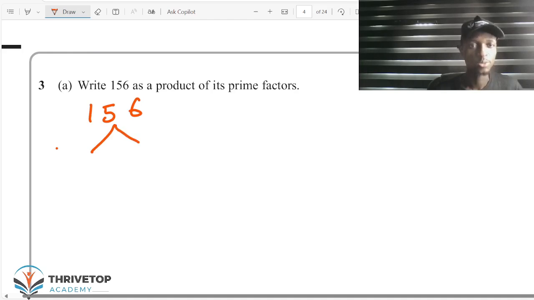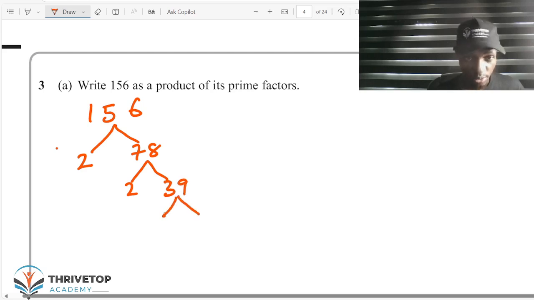What are the two numbers that you multiply that will give us 156? We have 2 times 78. Now you split 78 again into two parts. What are the two numbers that you can multiply together that will give us 78? That is going to be 2 times 39. Now we still need to split 39 into 2. So what are the two numbers that, when you multiply them together, will give us 39? We have 3 times 13.